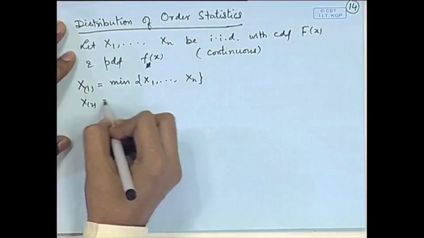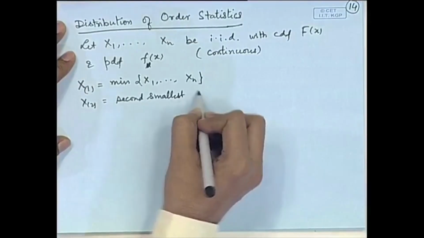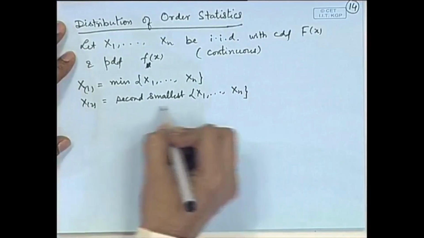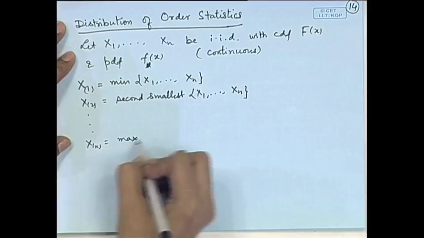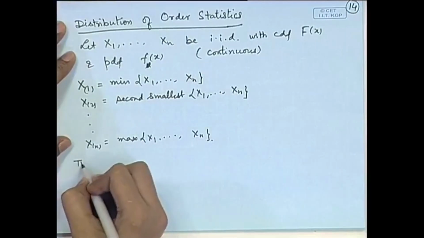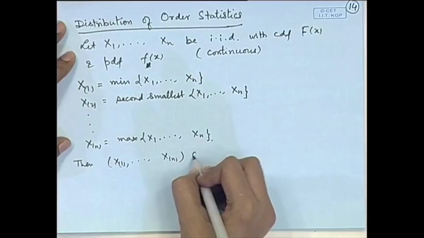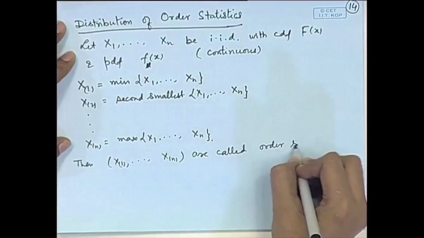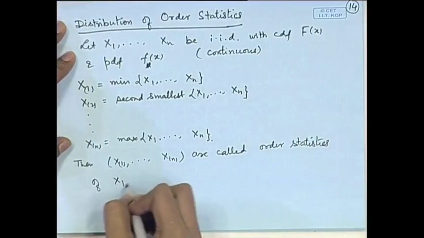X(2) to be the second smallest of X1, X2, ..., Xn. So, like that X(3) will be the third smallest and so on, X(n) will be the maximum of X1, X2, ..., Xn. Then X(1), X(2), ..., X(n) are called the order statistics of X1, X2, ..., Xn.